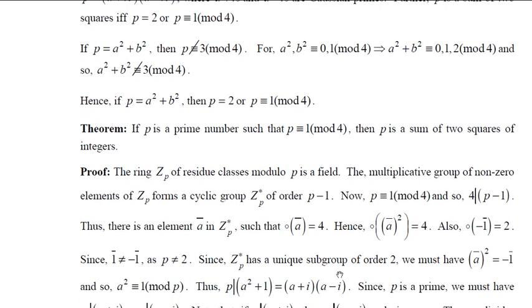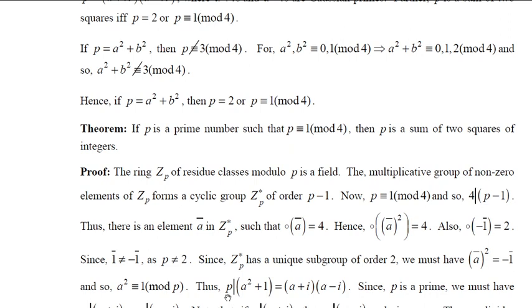But this implies that A square is congruent to, in fact this is minus 1, not plus 1. Because of this, A square is congruent to minus 1 mod P. That implies that P divides A square plus 1. But that is equal to A plus i into A minus i. You can factor this one in Z of i.